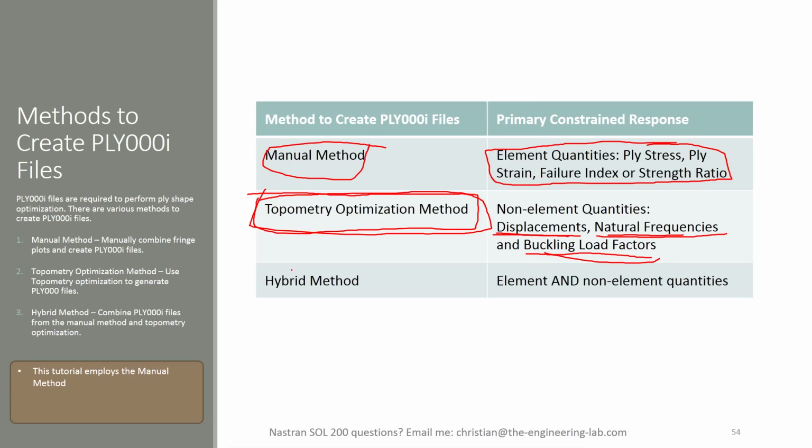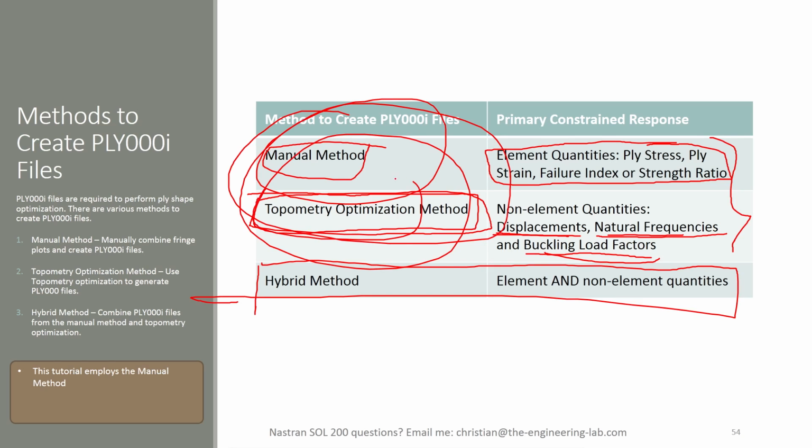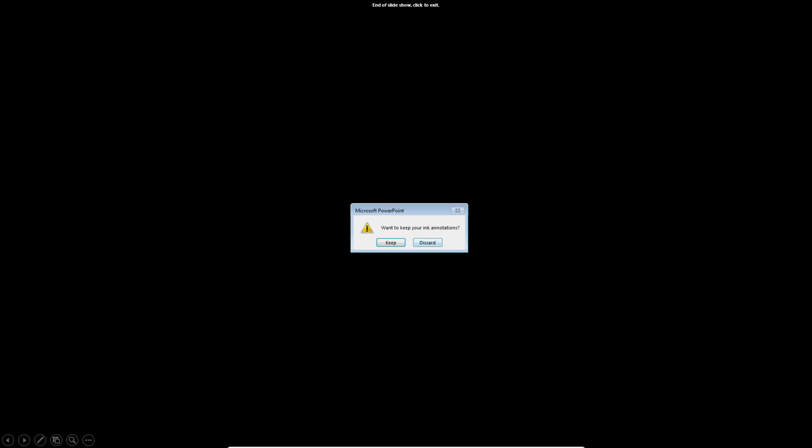Just as a last comment, what happens if you want to consider both element quantities and non-element quantities? Suppose you want to consider both of these. You'll have to use a so-called hybrid method. You'll have to combine both of these methods together to suggest your ply shapes to build. So that was the last thing I wanted to mention in this whole workshop series.